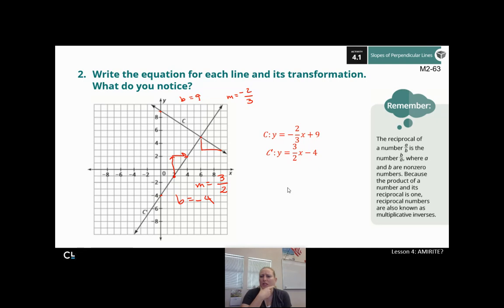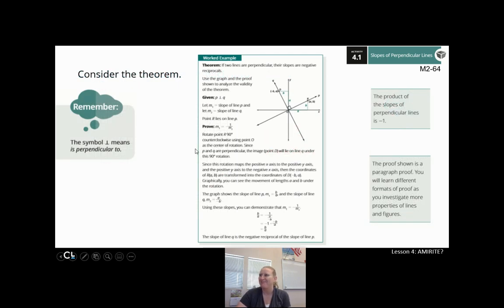Let's take a close look at these slopes. Are you noticing something? You just wrote all these equations for all of these lines. Are you noticing something about these slopes, particularly A to A prime, B to B prime, C to C prime? I hope you are, because that is the point of today's lesson. I hope you noticed that when 2 lines are perpendicular, their slopes are negative reciprocals. Did you catch that? Did you notice that?